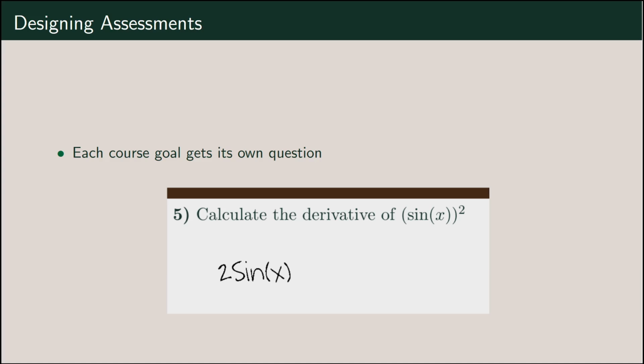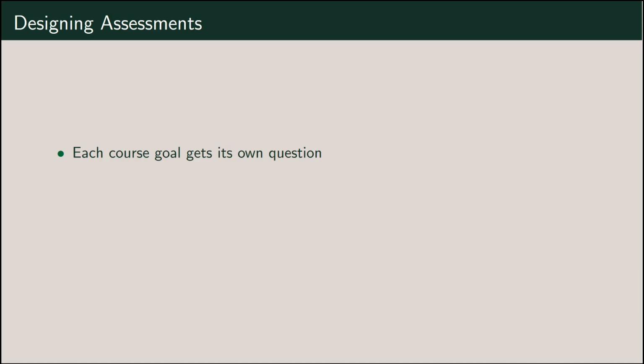But if a student doesn't know the chain rule, they might not even be aware that they're supposed to take the derivative of sine of x as part of the problem. They may or may not know what the derivative of sine of x is, and I might have no way of knowing. I like to take this philosophy to its logical conclusion.